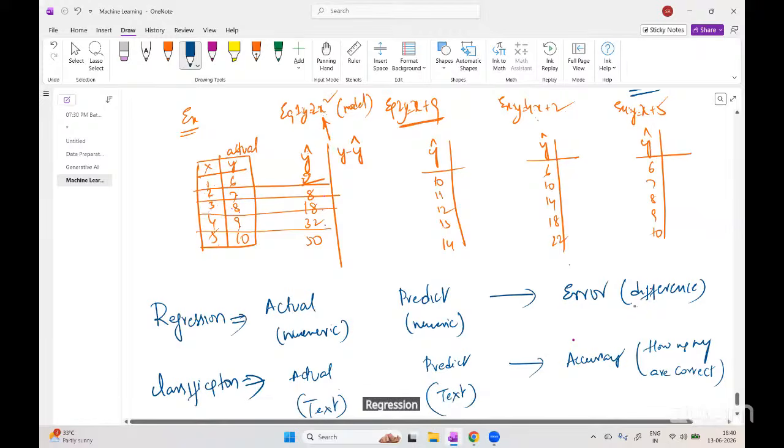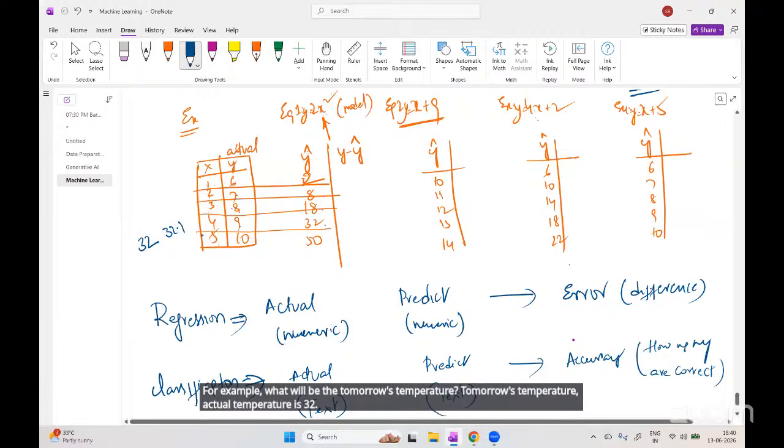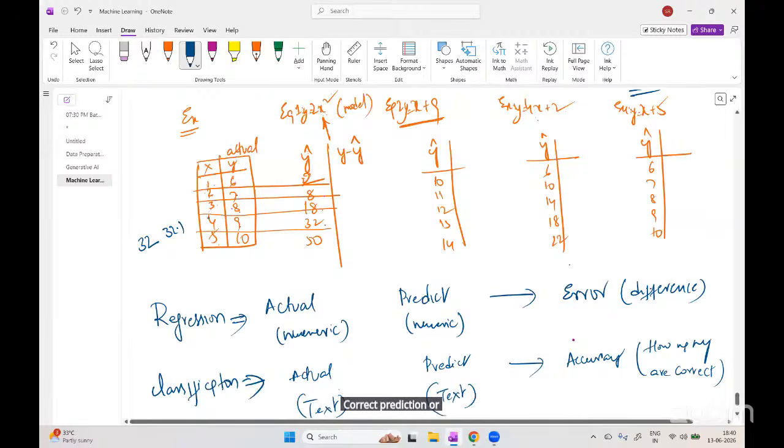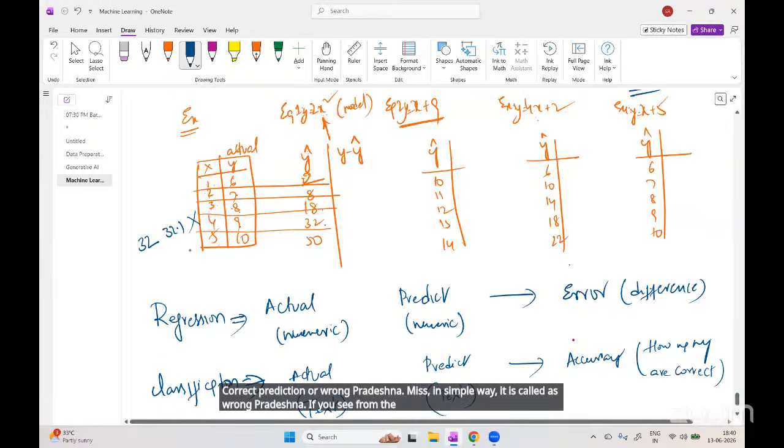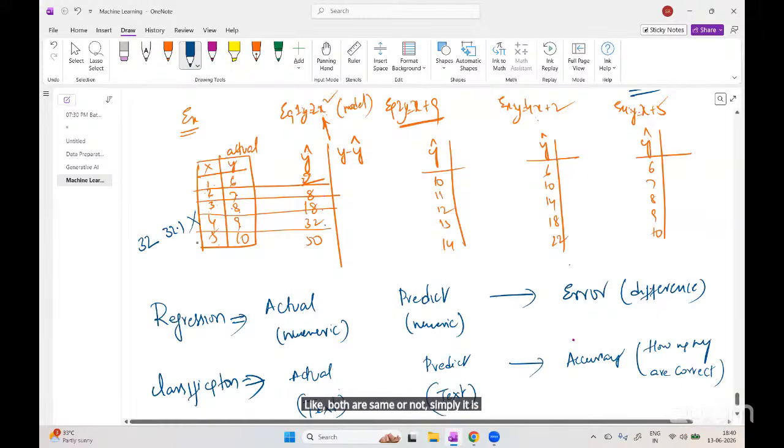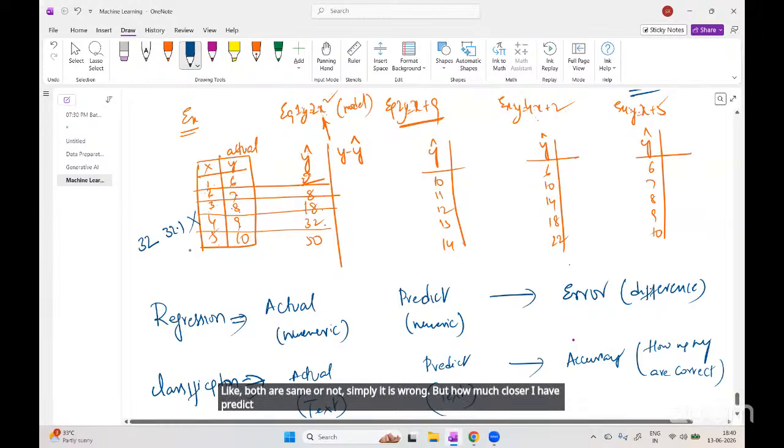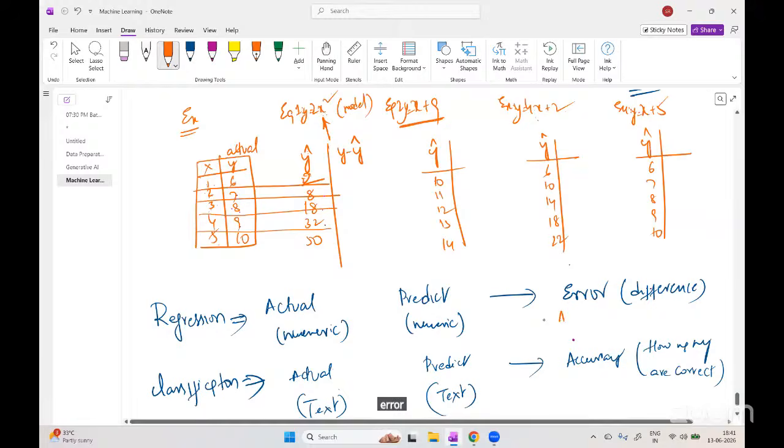Regression projects always have the difference because two numbers are there. For example, what will be tomorrow's temperature? Actual temperature is 32. I predicted 32.1. Correct prediction or wrong prediction? In simple terms, it is called a wrong prediction, because if both are not the same, it is simply wrong. But how closely have I predicted? Just with a 0.1 difference. So when you are working with numerical data, it has to be compared with numbers. So comparison will be done with the error. Error is nothing but actual minus predicted.